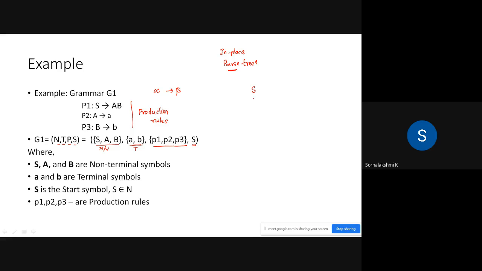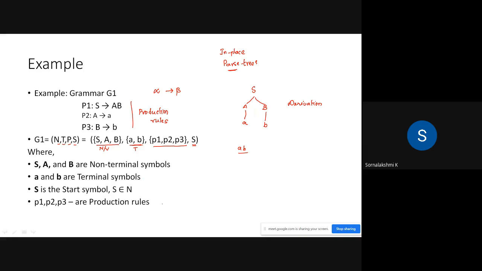So I can use AB. In the place of A, what do I do? I can write small a, and here I have to write small b, because it has only one rule that says A corresponds to small a and B has to be substituted with small b. So my string would be ab. This process of generating strings using terminals and non-terminals, following the production rules, is called derivation.